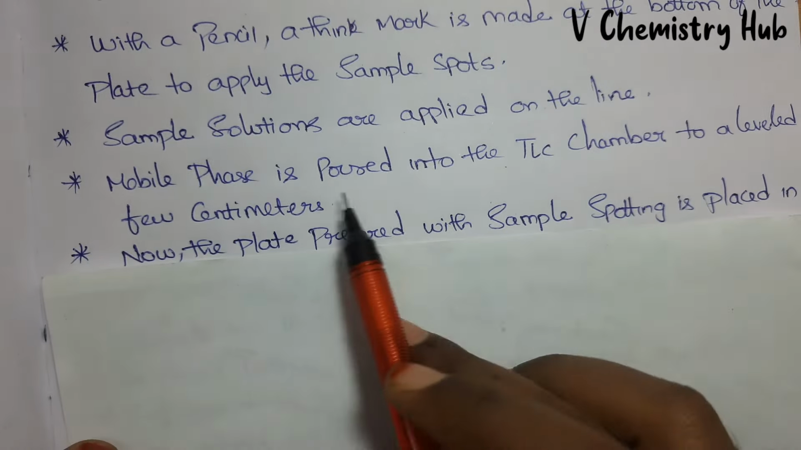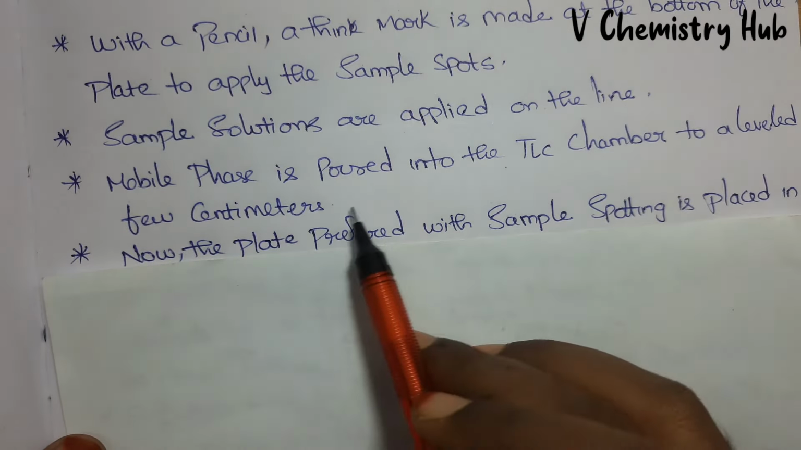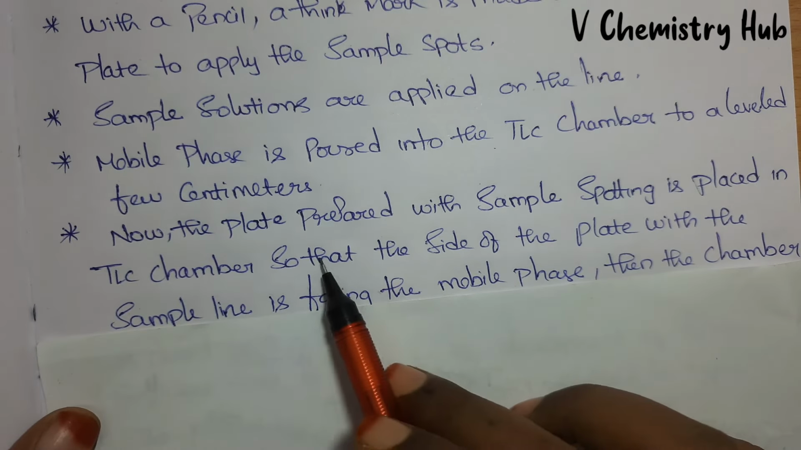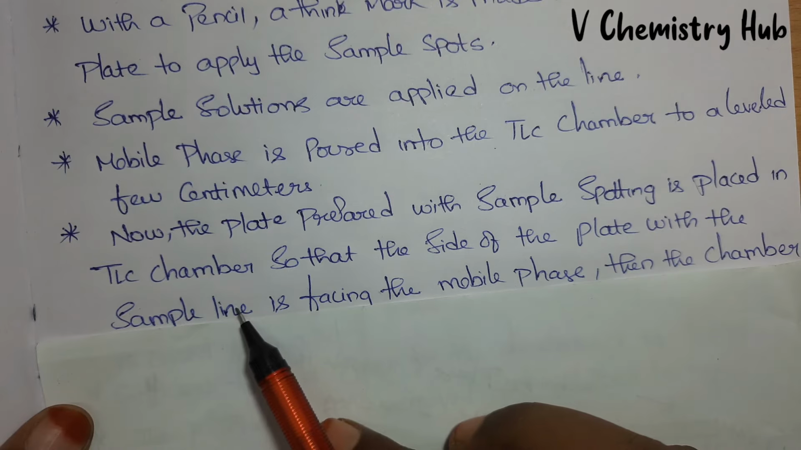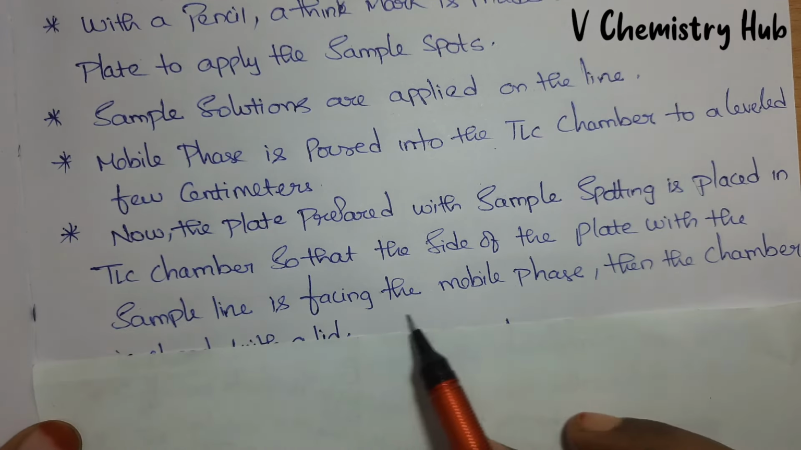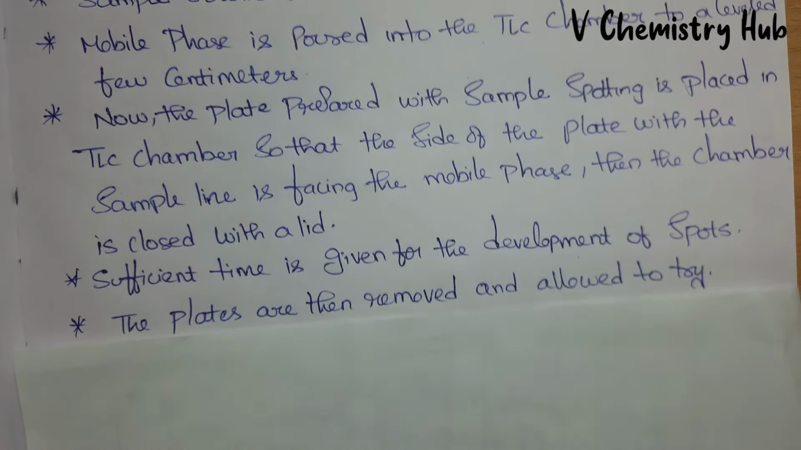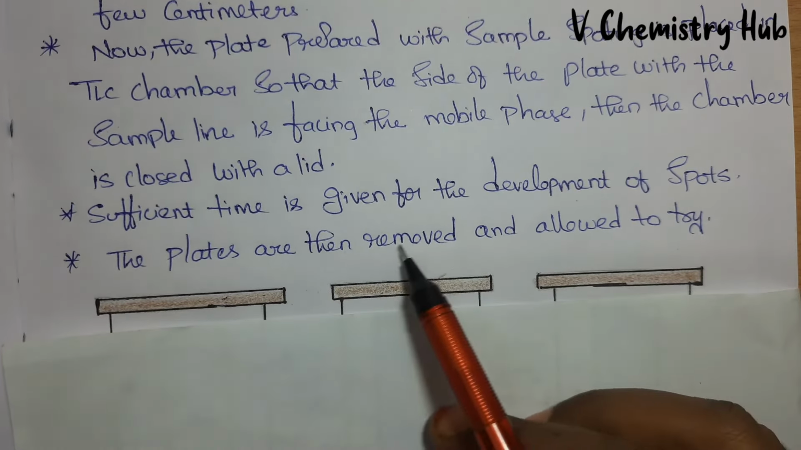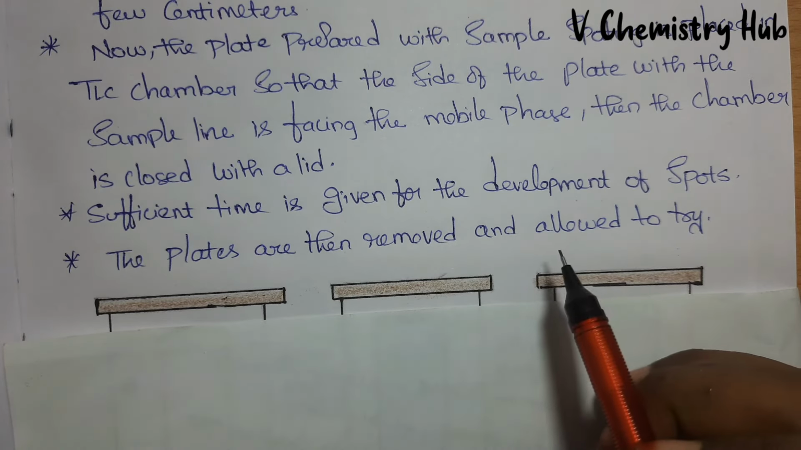Then mobile phase is poured in the TLC chamber to the level of a few centimeters. Now the plate prepared with the sample spotting is placed in the TLC chamber so that the side of the plate with the sample line is facing the mobile phase. Then the chamber is closed with a lid. Sufficient time is given for the development of spots. Then the plates are removed and allowed to dry.